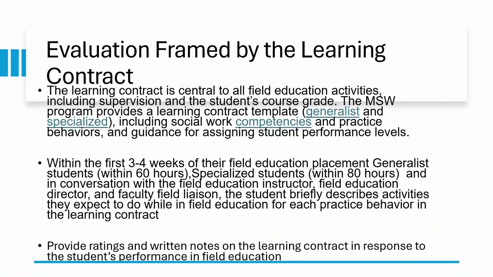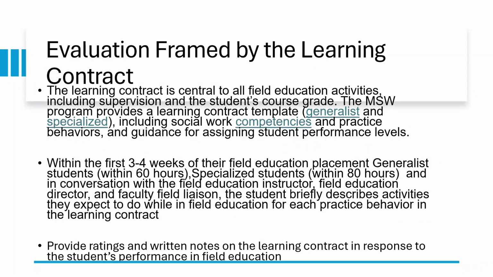And first thing I want you to note is make sure you have the correct contract. If you are working with a generalist student, it should say that at the top, or if you're working with a specialized student. And within the first 3 to 4 weeks of the student's field education placement, for generalists, that's within about 60 hours, and for specialized students, that's within the first 80 hours, your student, in conversation and collaboration with you, will create a learning plan.